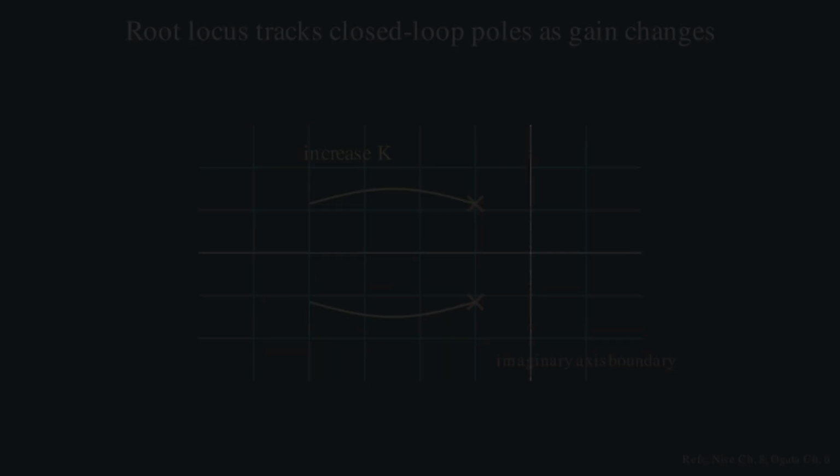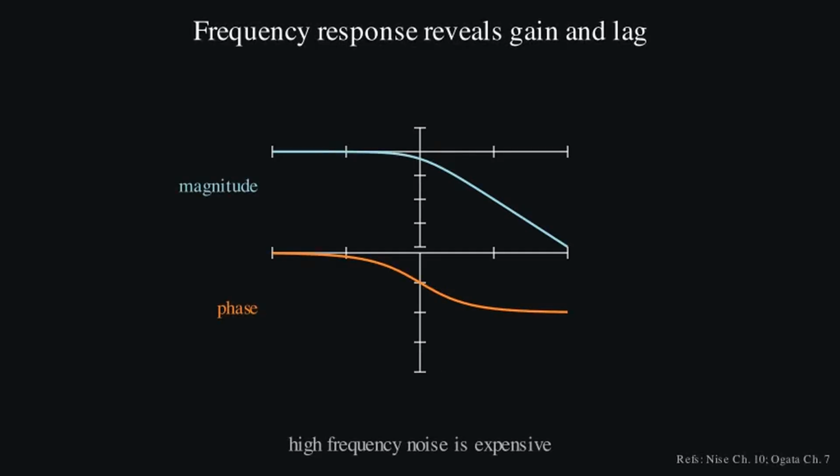Root locus asks where the closed-loop poles move as gain changes. Start at open-loop poles and increase K. If the branches move left, the response tends to become faster. If they move toward the imaginary axis, oscillation grows. If they cross into the right half plane, the closed loop becomes unstable.